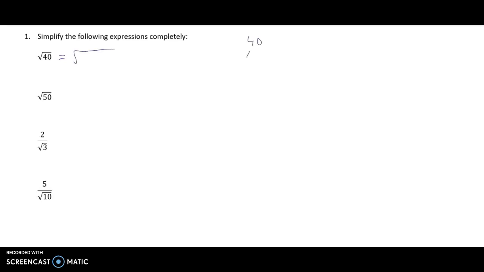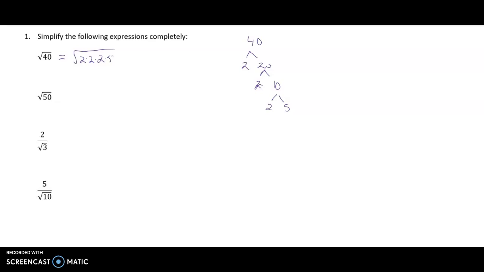Sometimes you would write the 40 like this with the tree. You could say 2, and then 20, and then go like this, and 2, and 10. And you could keep going if you wanted. Maybe we do one more 2 and one more 5, right? So, and then I go 2 times 2 times 2 times 5.